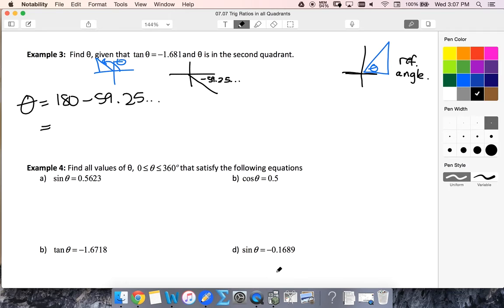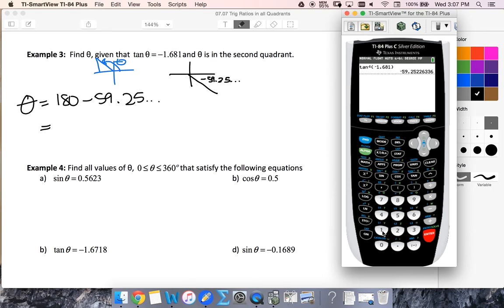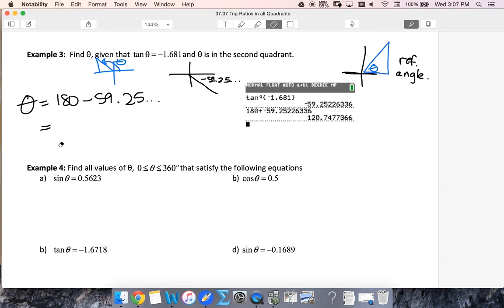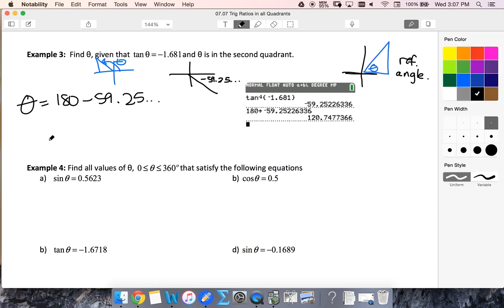So I want to be really careful putting this into my calculator. I'm going to do 180, and I'm going to do plus this answer, because when I add a negative, it's like subtracting. So I get an answer that's about 120.7 degrees. 120, that's between 90 and 180, so I'm feeling really good about that answer because that's the second quadrant.